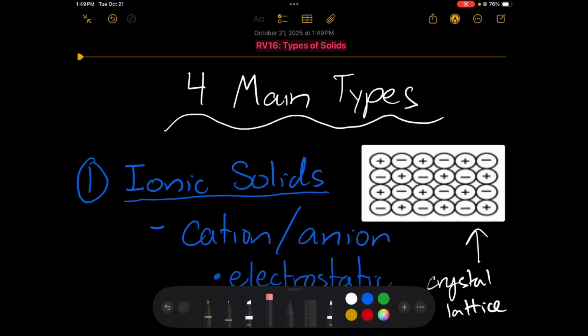All right, ladies and gentlemen, this is going to be review video number 16 that's going to cover types of solids. There are 4 main types of solids that we're going to discuss. 2 of them you have already heard of, and 2 of them will be new to you.